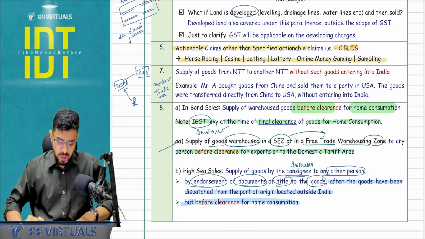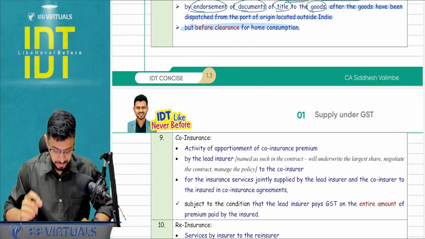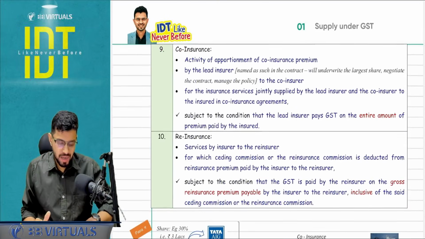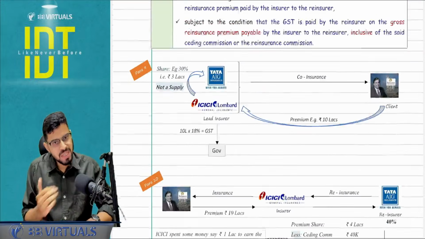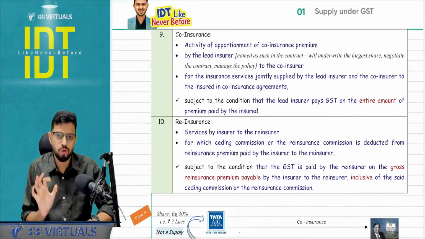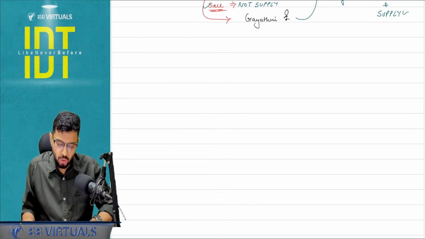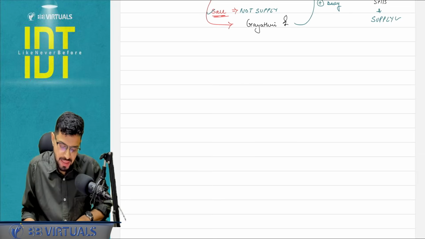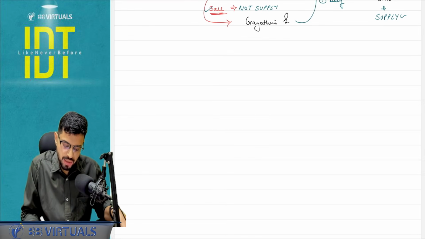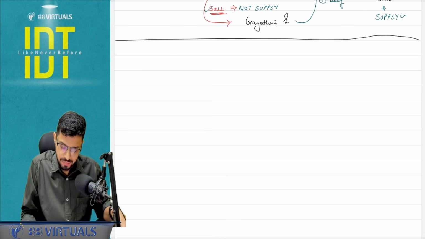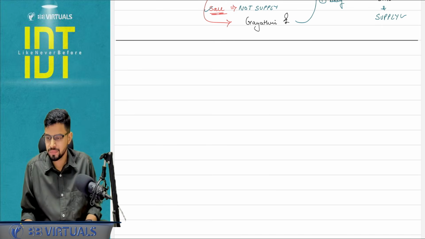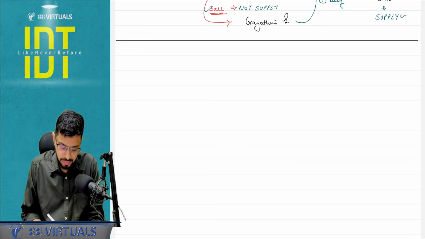Okay, now let's proceed, guys. Paragraph number 9 and paragraph number 10, I have given a printed example, but still I will make the example again in front of you to have a complete understanding of what para 9 and para 10 say. They are in the context of an insurance industry supply. Okay, let's see. Pay attention.